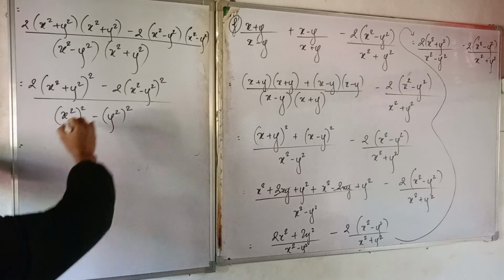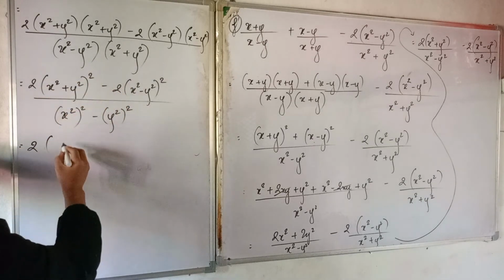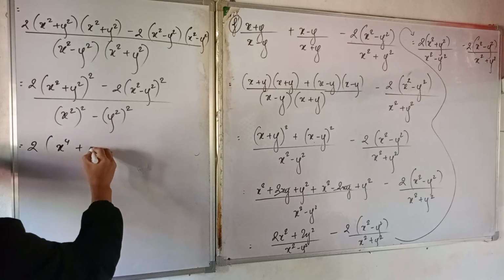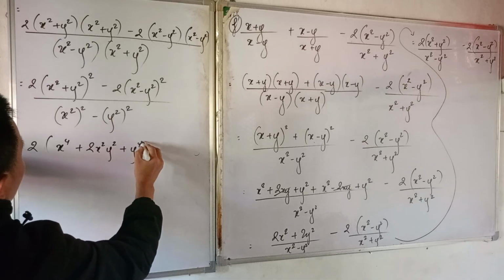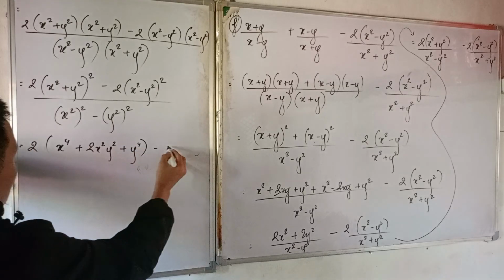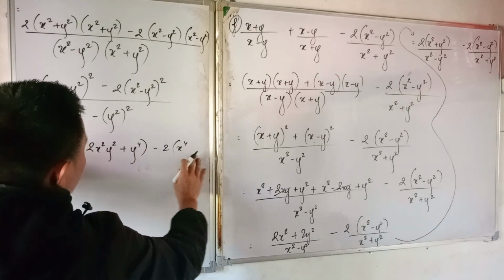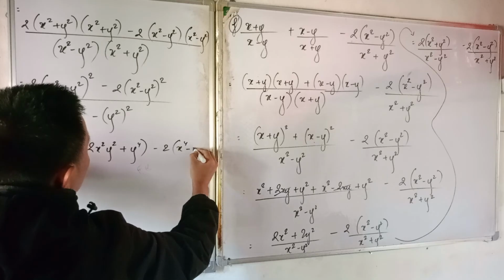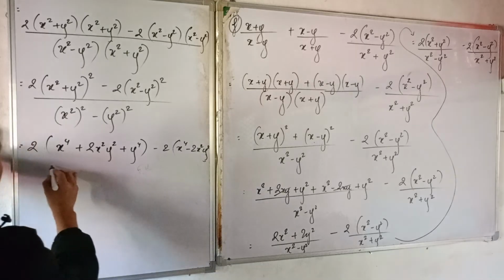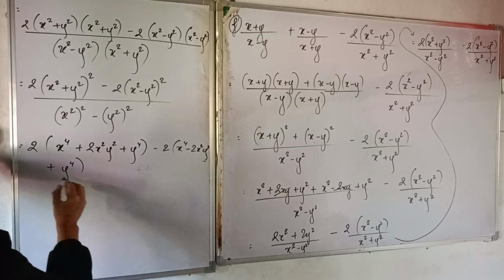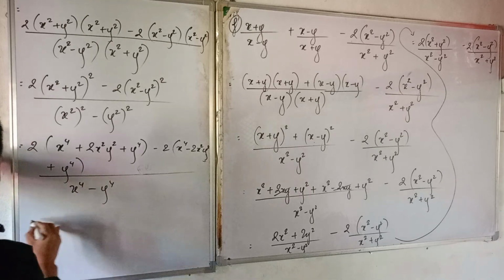So now here, x square plus y square whole square can be written as x to power 4 plus 2x square y square plus y power 4, minus 2 times x power 4 minus 2x square y square plus y power 4, whole divided by x power 4 minus y power 4.